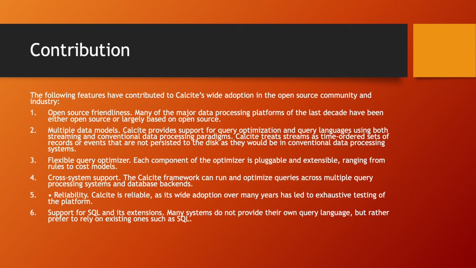Flexible query optimizer: each component of the optimizer is pluggable and extensible, ranging from rules to cost models. Cross-system support: the Calcite framework can run and optimize queries across multiple query processing systems and database backends. Reliability: Calcite is reliable as its wide adoption over many years has led to exhaustive testing of the platform. Support for SQL and its extensions: many systems do not provide their own query language but rather prefer relying on existing ones such as SQL.